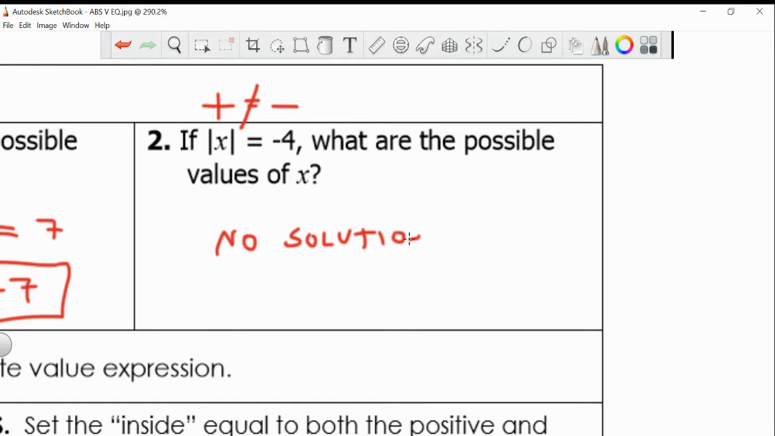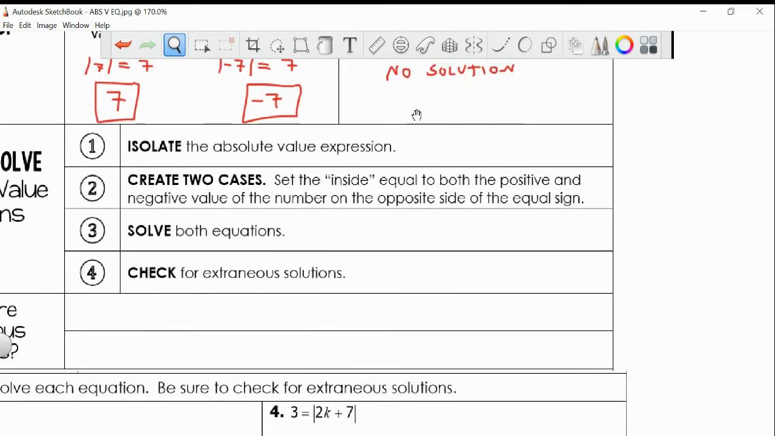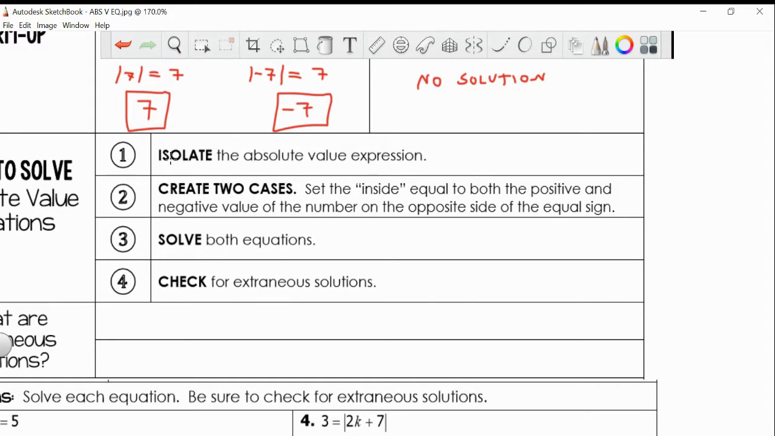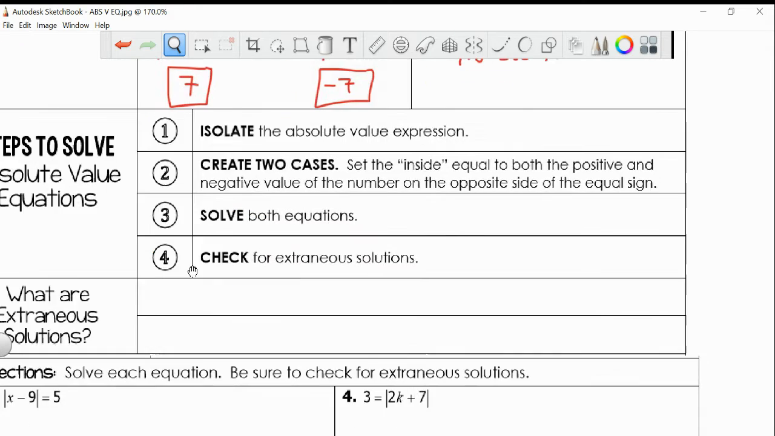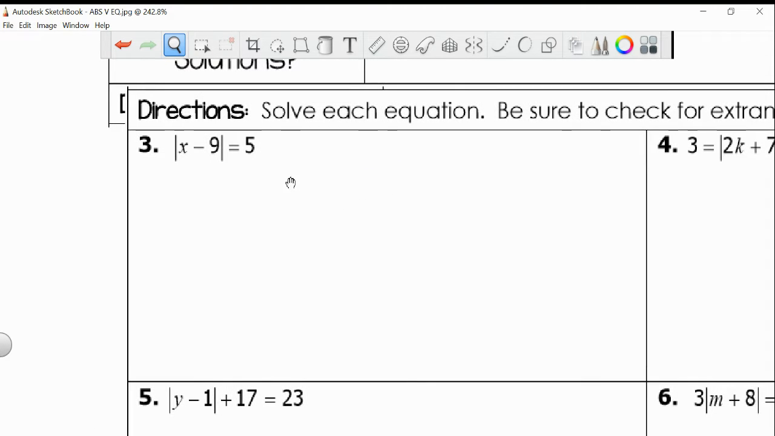And although we usually have 2 answers, it is possible that we have questions with no answers at all. Okay, and so it's pretty obvious when that's going to happen, right? If your absolute value of x is equal to a negative number, you just can't do it. So it's kind of like the square root thing, except we're not going to include imaginary numbers. We get our steps here: isolate the absolute value and create 2 cases, solve both equations and check. Sure, let's go through a question and talk about what's going on here.